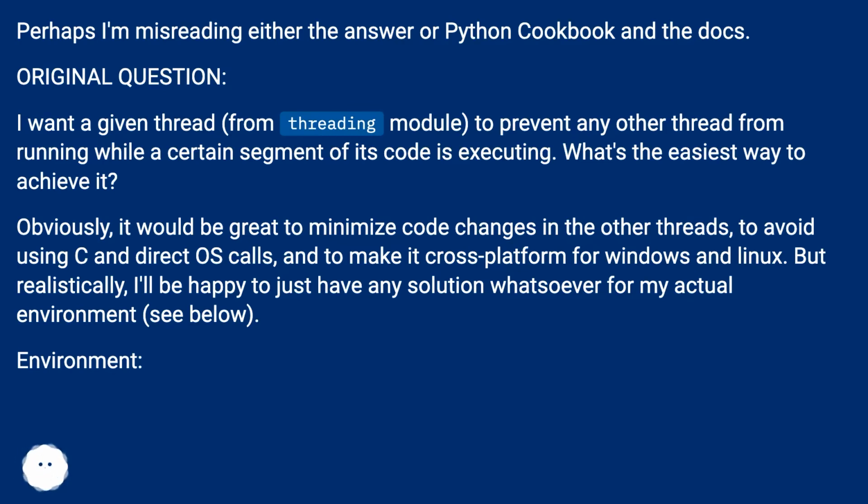Original question: I want a given thread, from the threading module, to prevent any other thread from running while a certain segment of its code is executing. What's the easiest way to achieve it? Obviously, it would be great to minimize code changes in the other threads, to avoid using C and DirectDOS calls, and to make it cross-platform for Windows and Linux. But realistically, I'll be happy to just have any solution whatsoever for my actual environment, see below.